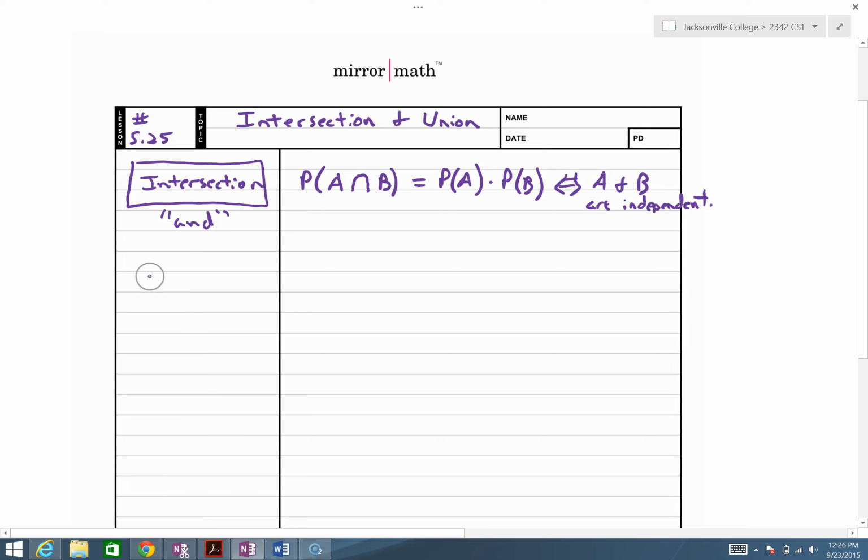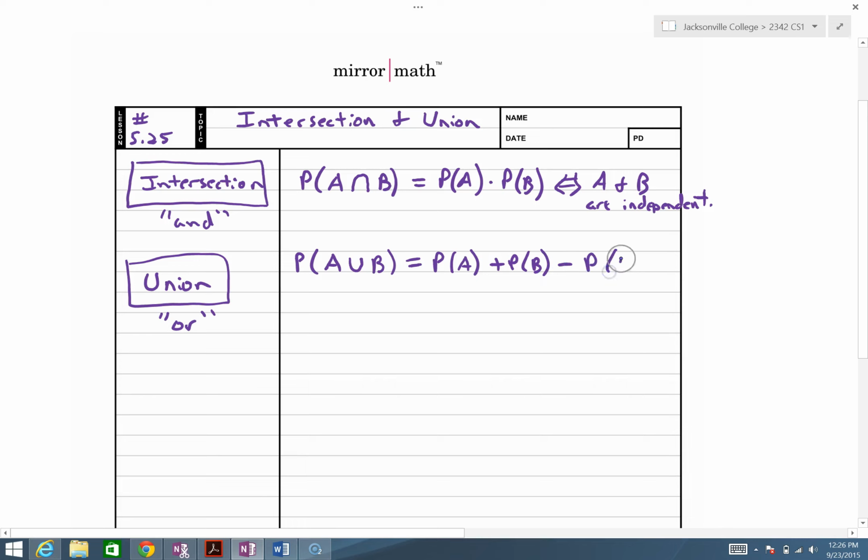Next, union. Union is or. Intersection is and, union is or. And we use this symbol. Probability of A, U for union, B. A or B, we say. The probability of A or B is equal to the probability of A plus the probability of B minus the intersection probability of A and B. So we'll add A and B together and we'll subtract over any double counts essentially.